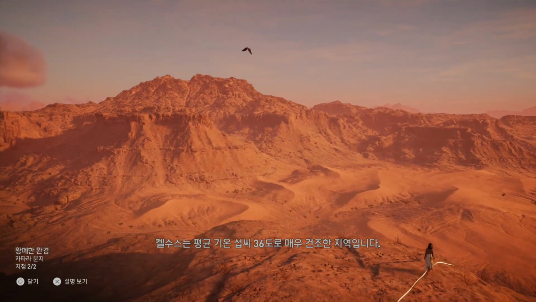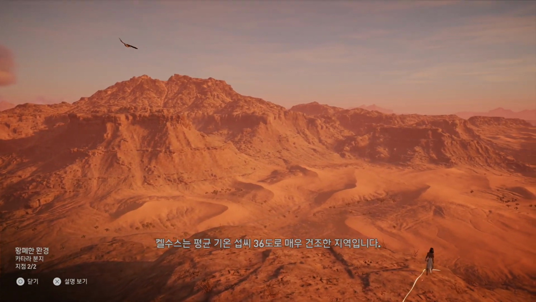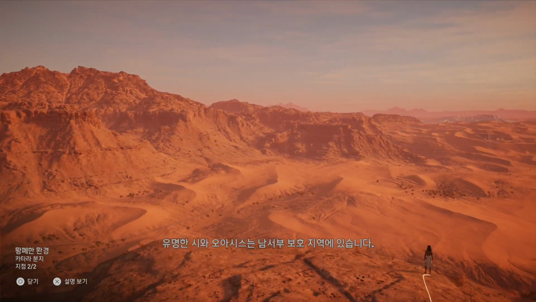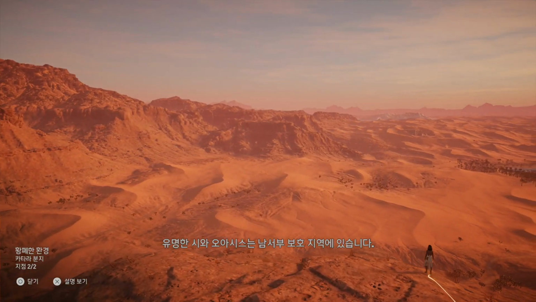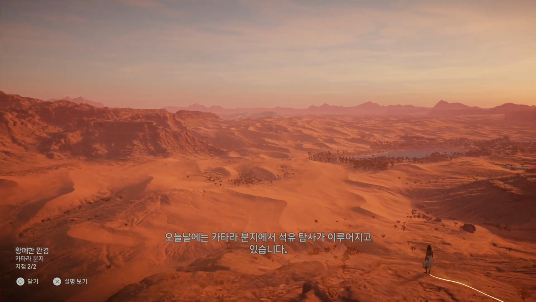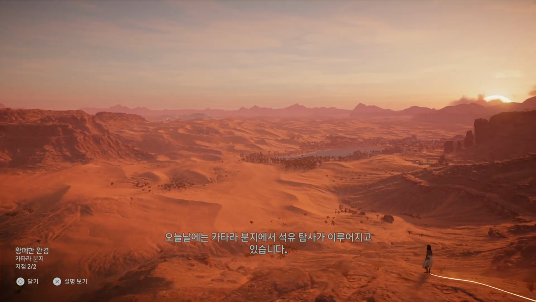The climate is very arid, with average temperatures reaching 36 degrees Celsius. The famous Siwa oasis is located on the protected southwestern region. Today, the Katara Depression is utilized for oil exploration.